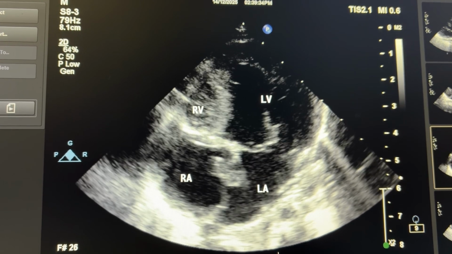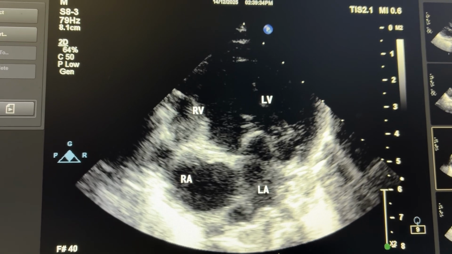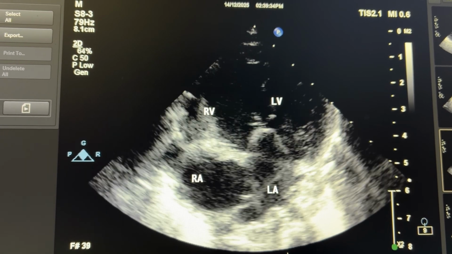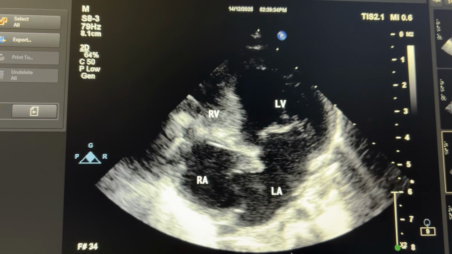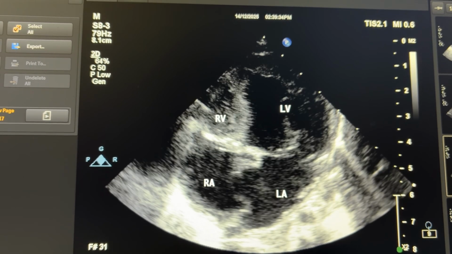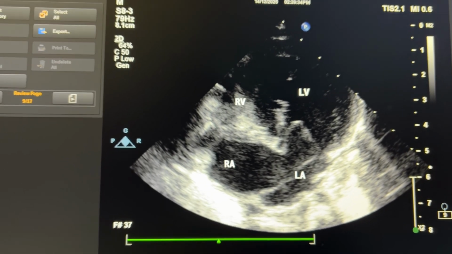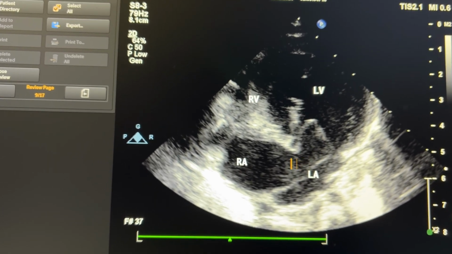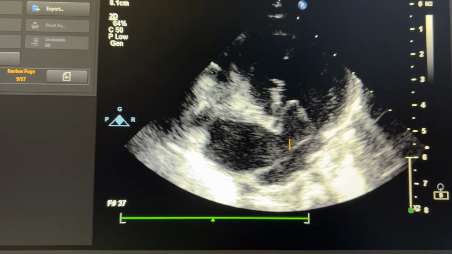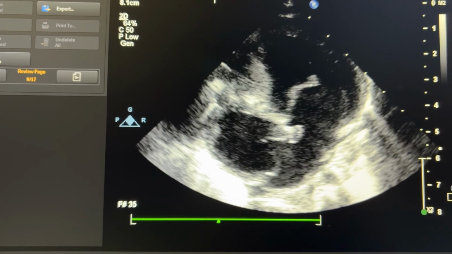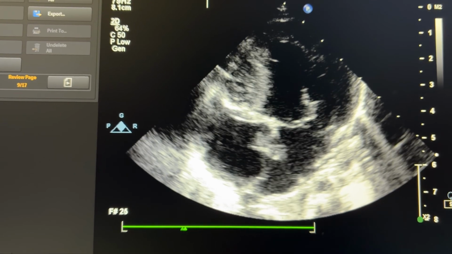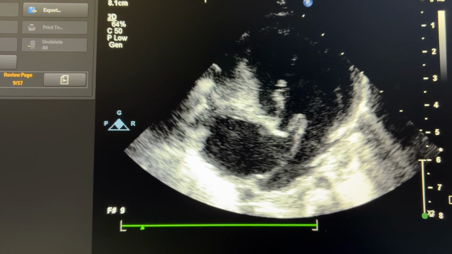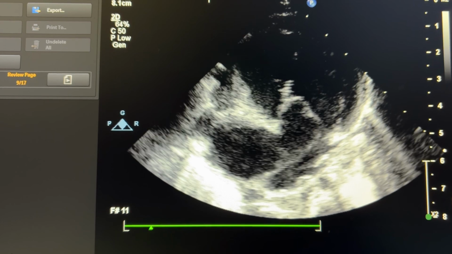At the same time you can see interatrial septum aneurysm. You can see this is the interatrial septum aneurysm. This portion is interatrial septum aneurysm. So aneurysm, you can see aneurysm also. Aneurysm with perforation. Okay.